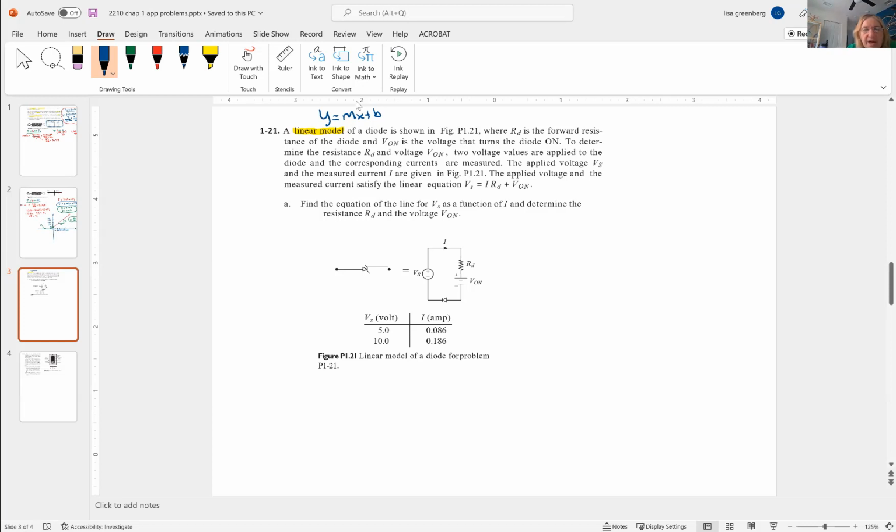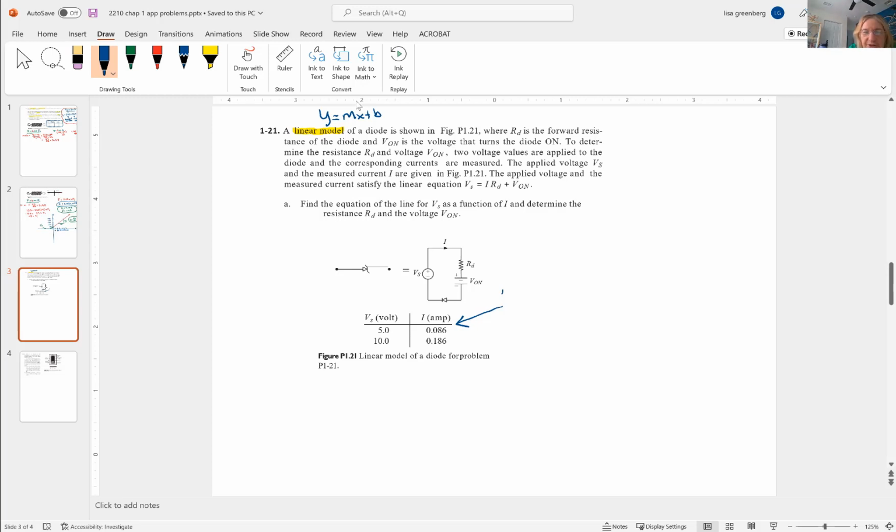Okay, so a linear model of a diode is shown in this figure, where R sub D is the forward resistance of the diode, and V sub on is the voltage that turns the diode on. To determine the resistance R sub D and voltage V on, two voltage values are applied to the diode and the corresponding currents are measured. That's what they're giving us here in this table. The applied voltage V sub S and the measured current I, and it's actually telling you what each one stands for in the table, are given in this figure.